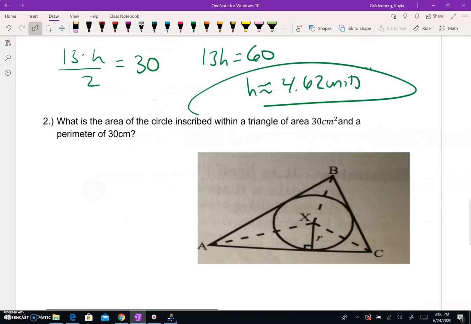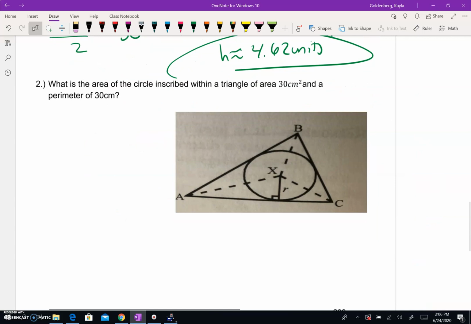Next one. What is the area of the circle inscribed within a triangle of area 30? So we know that the triangle's area is 30, and we know that the perimeter is 30. And that's not a ton to go on. We're looking for the area of the circle, so that means we have to find r, right? We need to find the radius.